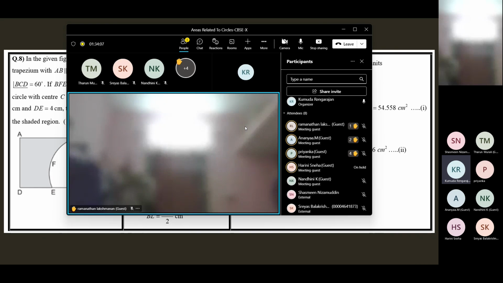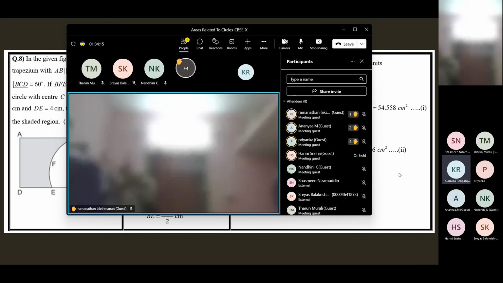So at the end of 20 minutes, Ram has sent the pictures. Nandini and Priyanka sent only one sum, but that's too less for 25 minutes. You should have finished at least 3 of them. What about the others? Ma'am, I finished 3 sums. Okay, share the pictures. All the sums.